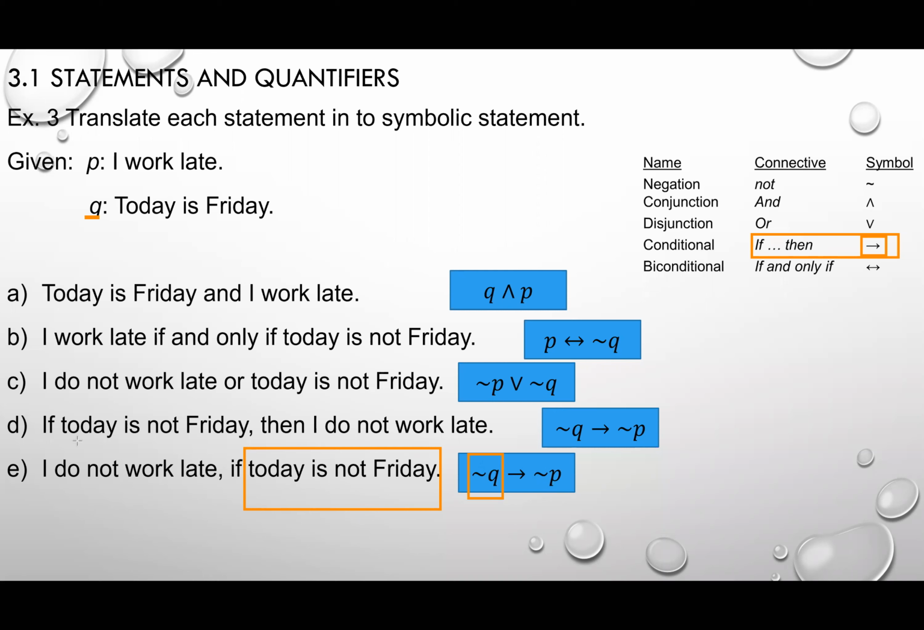If they say it this way, if today is not Friday, then it's easy for you to see. But this is the part that a lot of students make mistakes on. And if you know by now, if you make one mistake, they push you back. So make sure you see that if they write it this way, the translation or the symbolic is the same, okay?